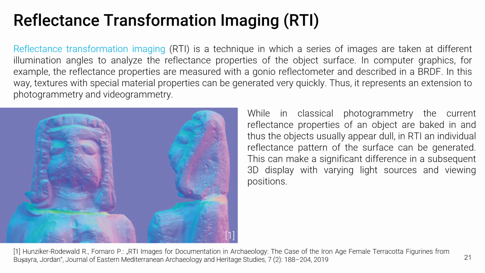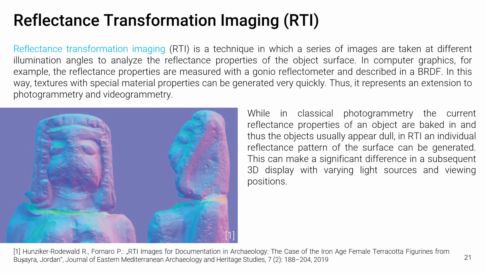While in classical photogrammetry the current reflectance properties of an object are baked in, and thus the objects usually appear dull, in RTI an individual reflectance pattern of the surface can be generated. This can make a significant difference in a subsequent 3D display with varying light sources and viewing positions.